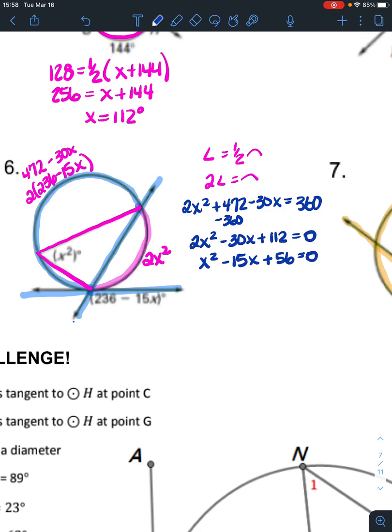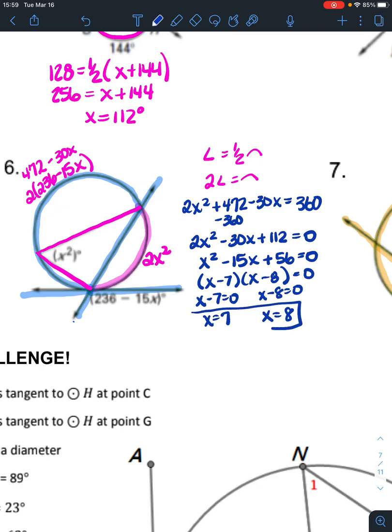So you need factors that multiply together to give you 56, that add together to give you negative 15. So you're going to have x minus 7 and x minus 8. 8 and 7 multiply to give you 56, add together to give you negative 15. So set each term equal to 0. x minus 7 equals 0, which means x is 7. And x minus 8 equals 0, which means x is 8. If I plug either of those in, they're going to work. And so I'm going to keep both answers.